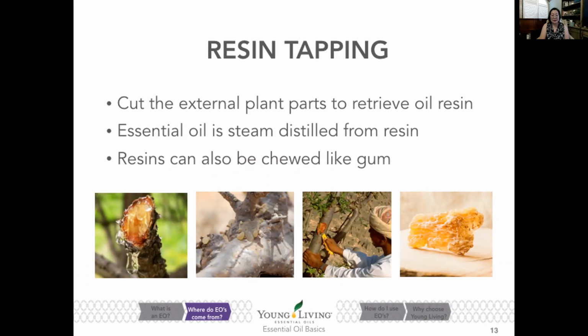Resin tapping, again, is used to extract oils such as frankincense, myrrh, and copaiba, and this is accomplished by scraping the external plant source, causing distress to the tree. So over time, the tree produces a sap-like substance called a resin, which is collected and taken to be steam distilled.